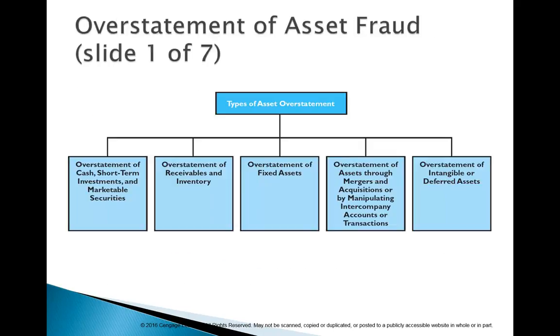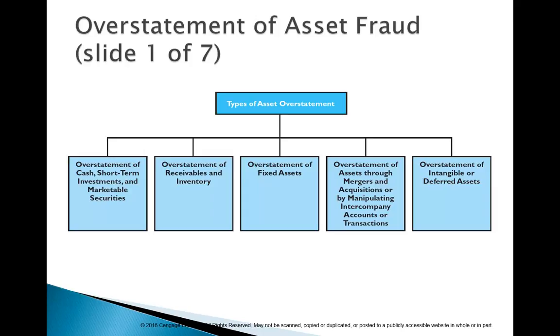In overstatement of assets fraud, there are a lot of ways you can do it. You can overstate cash or short-term investments in marketable securities. That's a little bit harder to do, especially with cash, but it's been done in the past, so we'll talk about it. Overstatement of receivables and inventory, we've talked about that, but there are other ways to do that besides understating cost of goods sold and overstating revenue. We'll talk about some of those. The overstatement of fixed assets, we're going to spend some time talking about, like with Waste Management, where your assets, your garbage trucks, are overvalued because you haven't been taking enough depreciation.